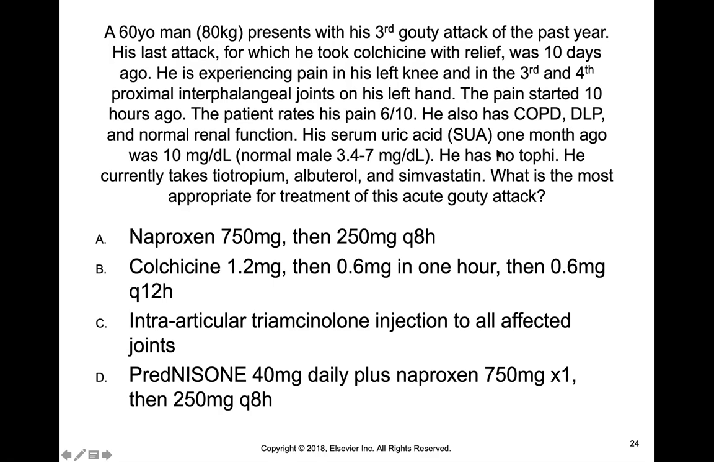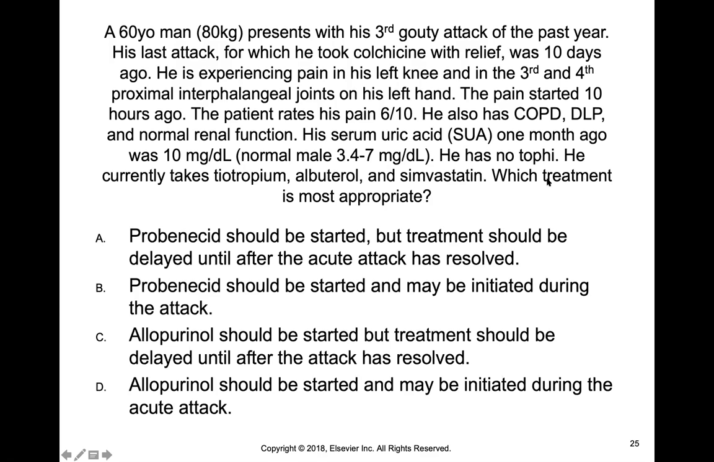His serum uric acid 1 month ago was 10 mg per deciliter, and for a range, it should be 3.4 to 7 as being normal. He has no tophi. He currently takes tiotropium, albuterol, and simvastatin. What is the most appropriate for treatment of his gouty attack? And then, same patient, which treatment is most appropriate? A, B, C, or D?